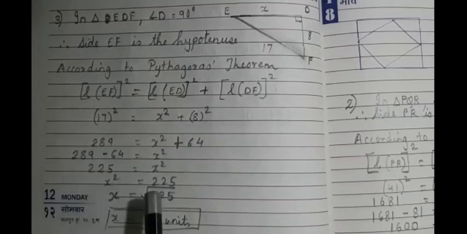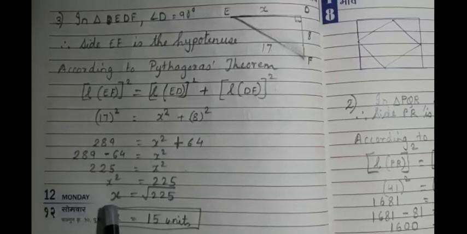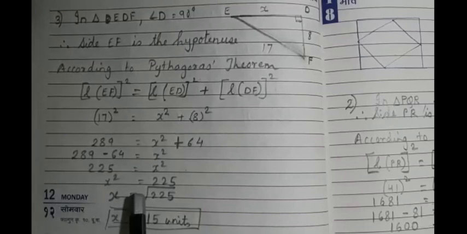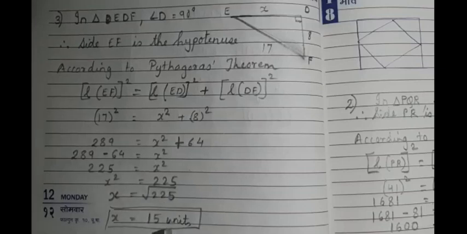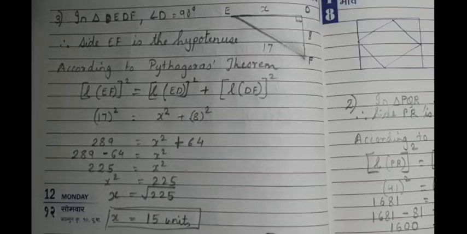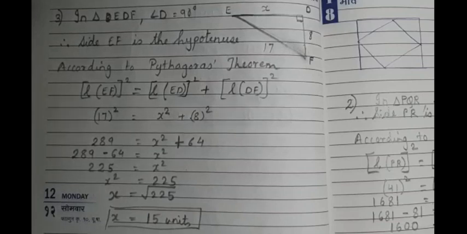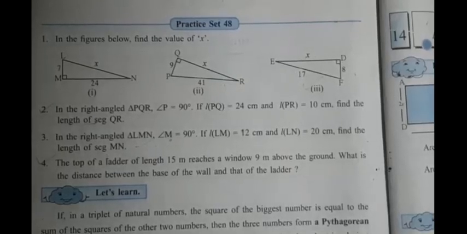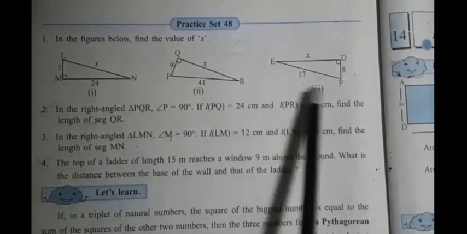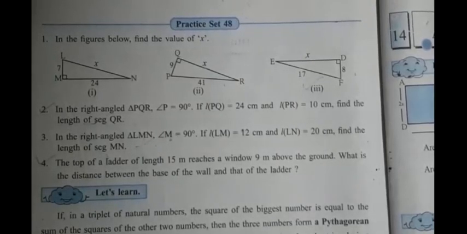Now, this square, I will take to the other side. Then it will go from here. Here it remains x. On the other side it becomes root of 225. So what is the root of 225? Means which number will we multiply 2 times so that we get 225? Then that is 15. I have shown you the method also, how to find the square root. Yes. Therefore x is equal to 15 units. So here we have solved question 1, 3 sums of practice set 48.